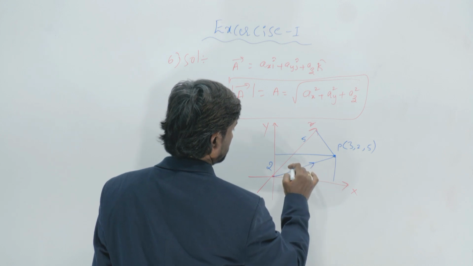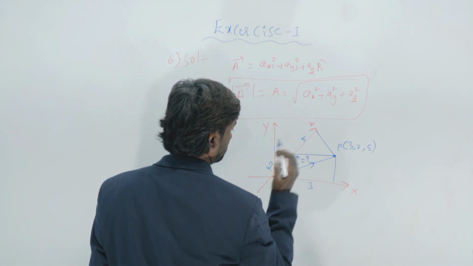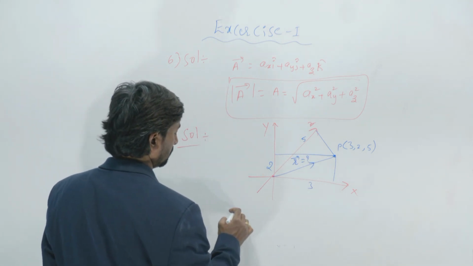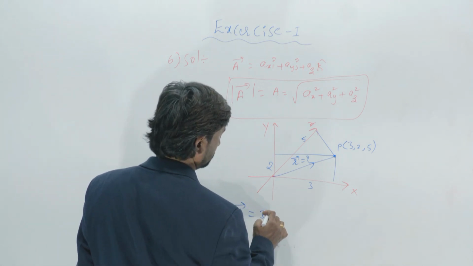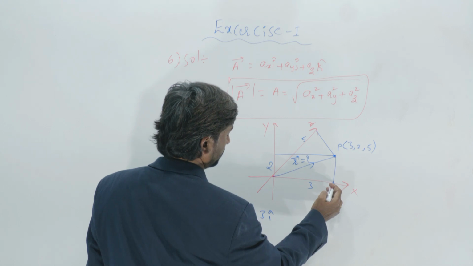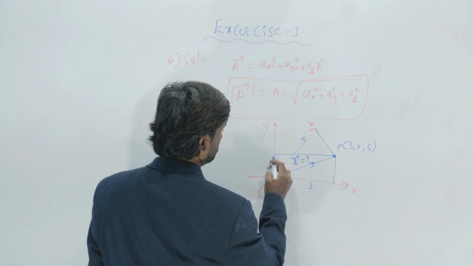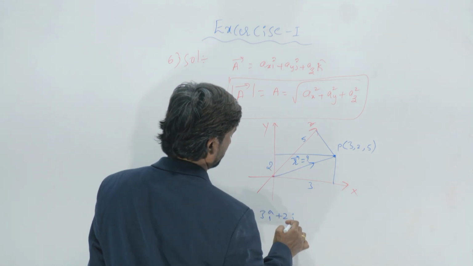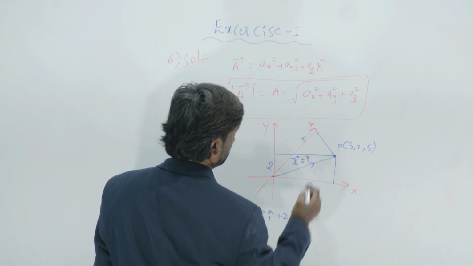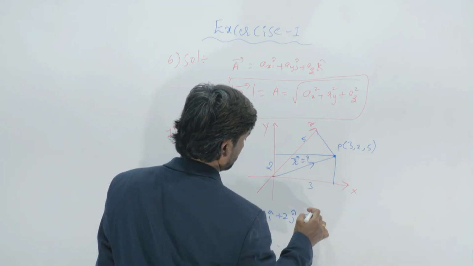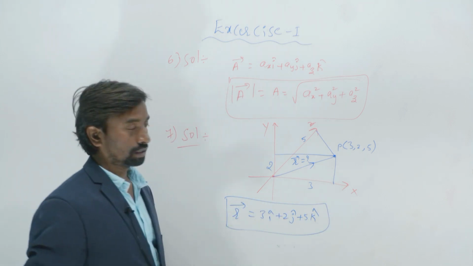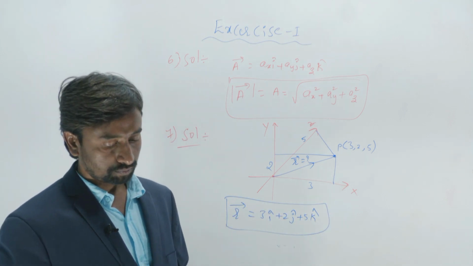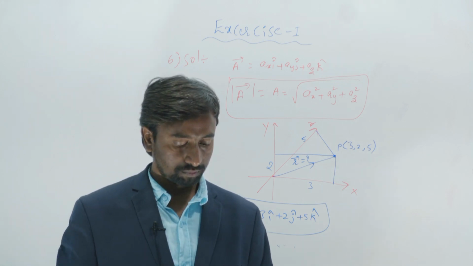The position vector is nothing but r. R bar is equal to how much? We can write R bar is equal to 3 i cap, this is 3 i cap, plus 2 j cap, and the next one is plus 5 k cap. This is the position vector notation.